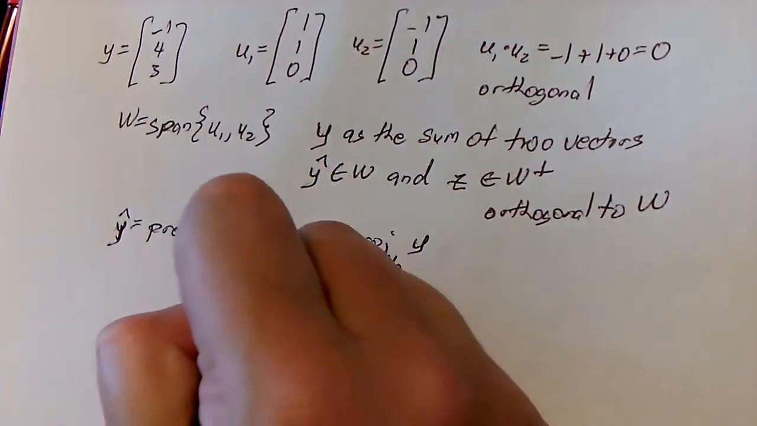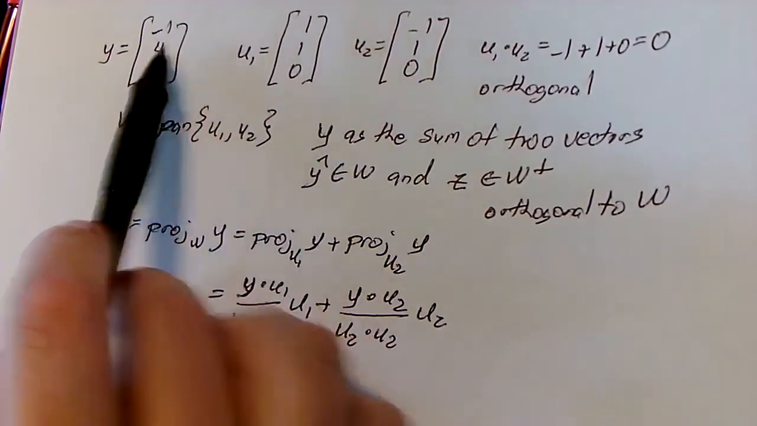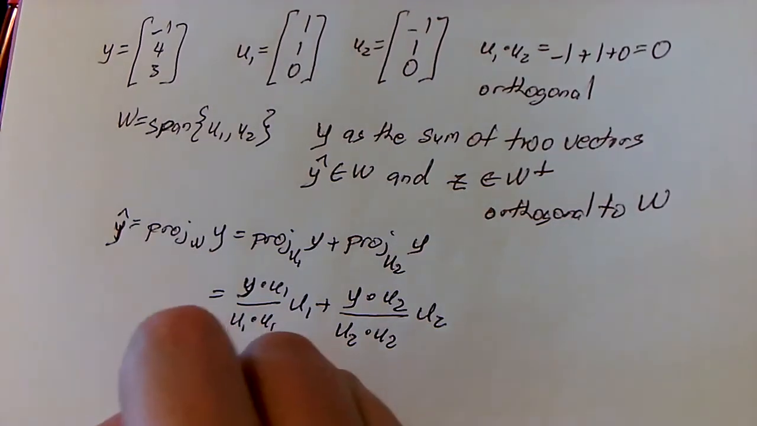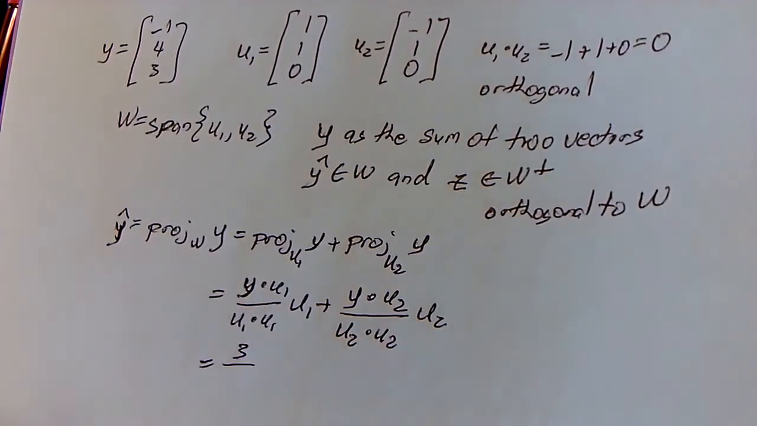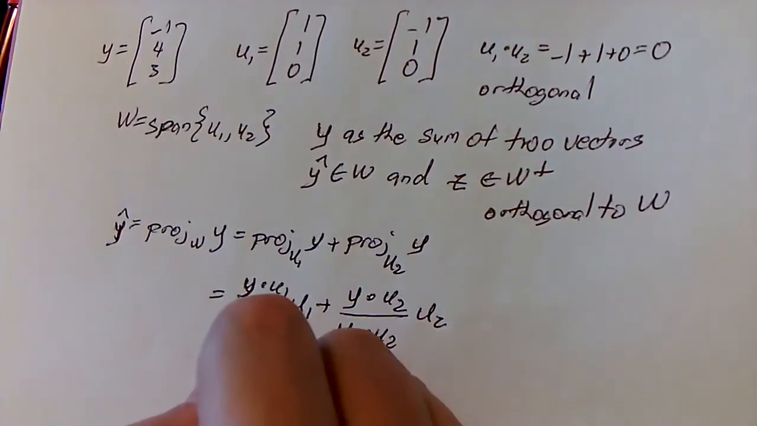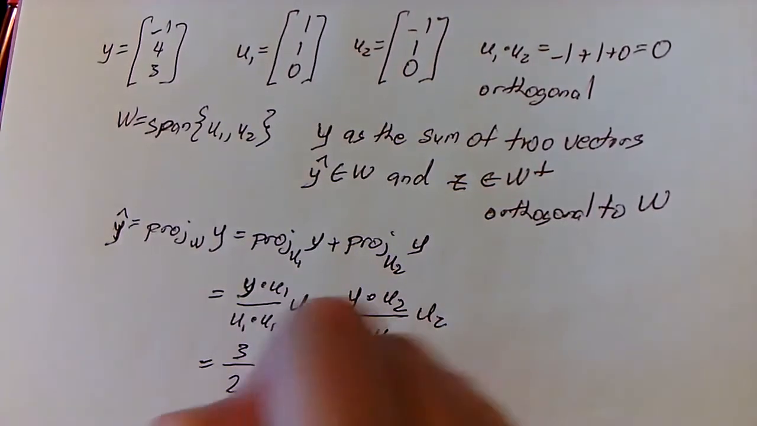Okay, continuing on, y dot U1, I've got -1 and 4 and 0, so I get 3. U1 dot U1 is 1, 1, and 0, so that's 2. So 3 halves times the vector U1, which is 1, 1, 0.